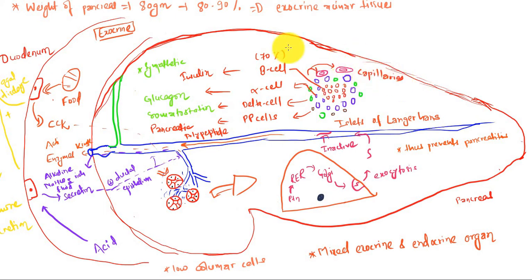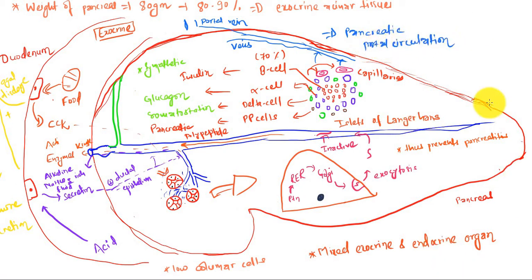These hormones go to the capillaries and thus to the veins, and ultimately they reach the portal vein. This circulation is known as the pancreatic portal circulation. All these cells are known as APUD cells, that is, amine precursor uptake and decarboxylation. Decarboxylation stands for removal of the carboxyl end. So in the pancreas we have both endocrine and exocrine function.